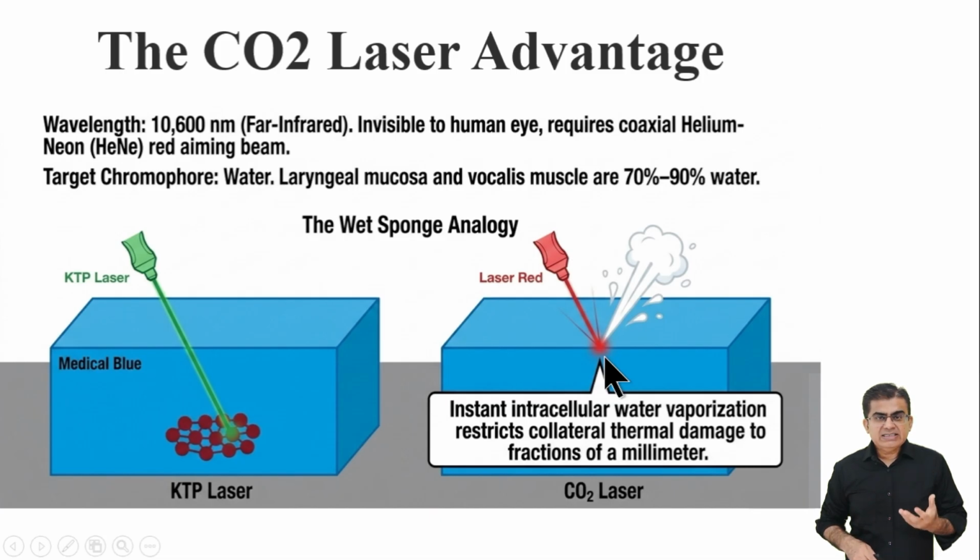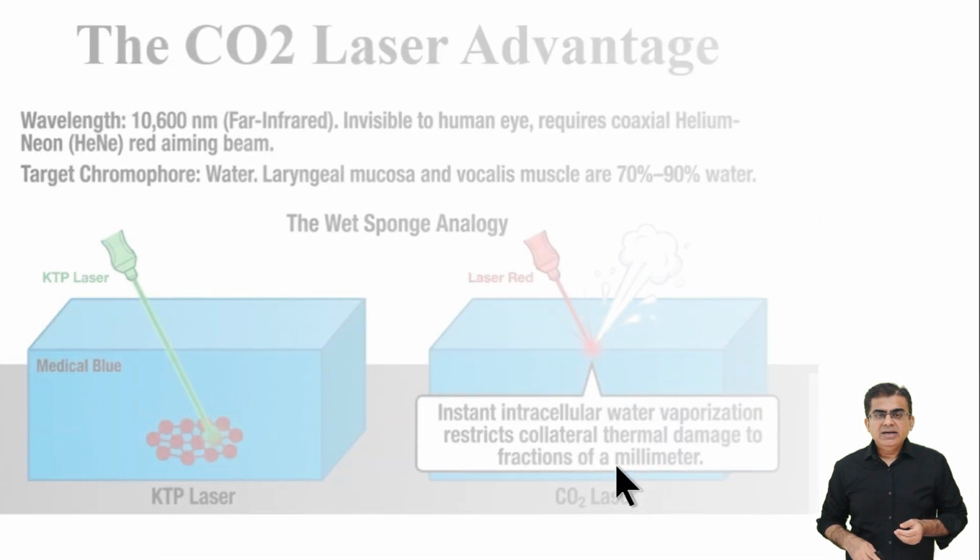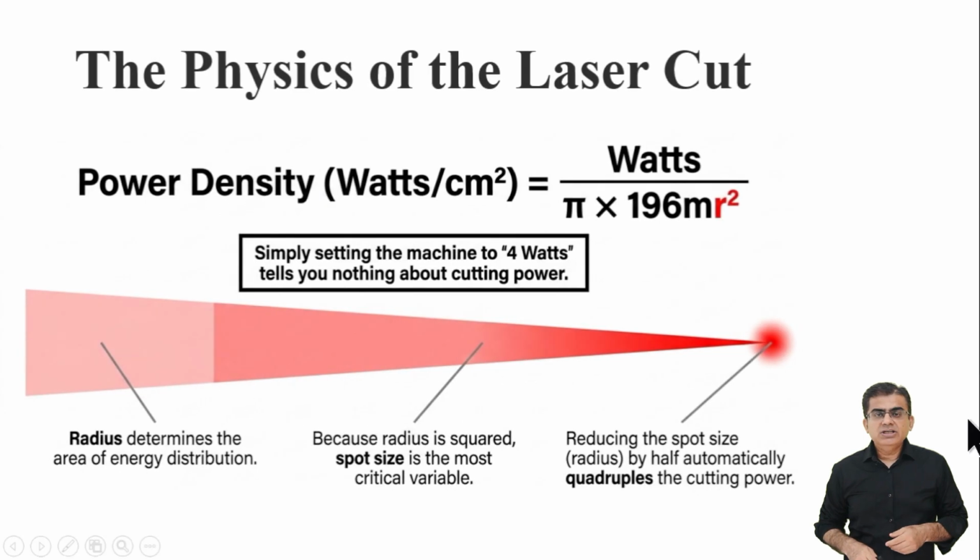This rapid intracellular vaporization creates an exceptionally precise cut. It strictly restricts any collateral thermal damage to just a fraction of a millimeter. Let us see exactly how we control the true cutting power of the laser beam. Look at the fundamental mathematical formula on your screen.